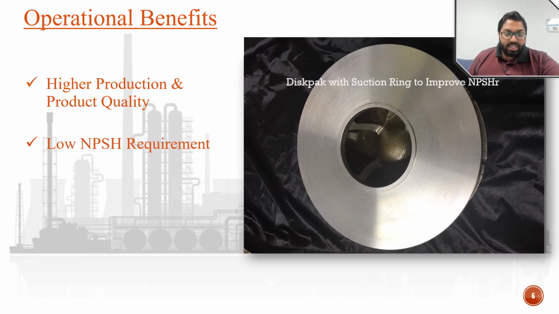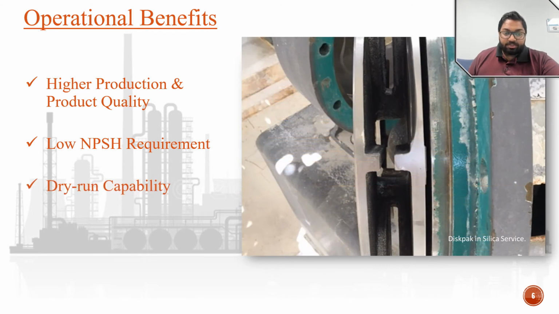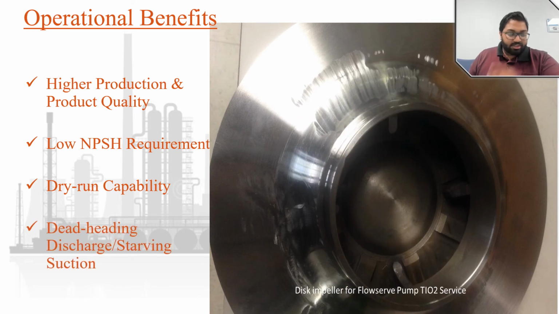The disc pump net positive suction head requirement is one third to half that of conventional centrifugal pumps. The disc pump design is capable of operating indefinitely with zero process fluid, but you have to note that the mechanical seal must be flushed even during dry running. And finally, it is possible to deadhead the discharge or starve the suction for extended periods of time at normal operating speeds with no damage to the pump. Please note that any sealing devices, unless properly protected and lubricated, will be damaged.